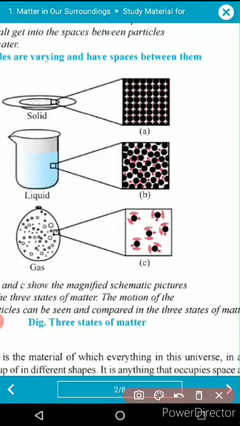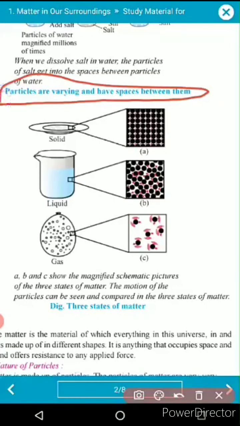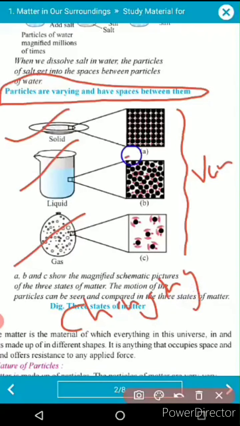So the first property tells us that the particles have space between them. As matter moves from solid to liquid to gas, the space between the particles is varying. In a solid the particles are very near, in a liquid they are far, and in a gas they are very far. As the matter changes its state, the space between the particles is also continuously changing.